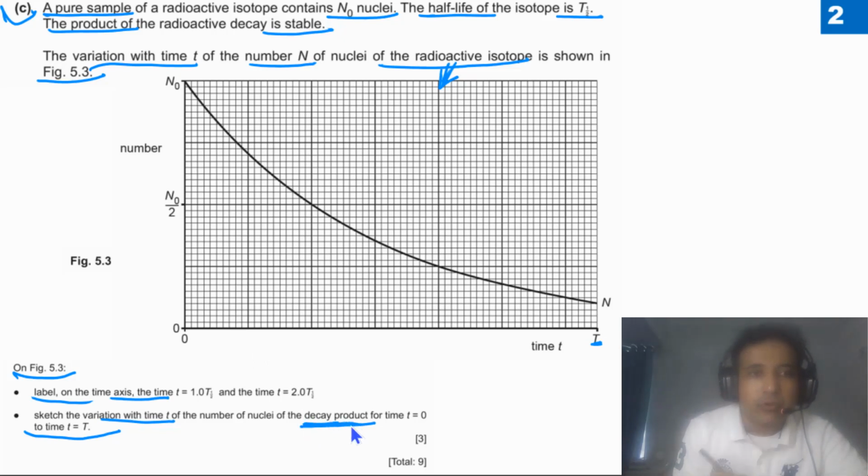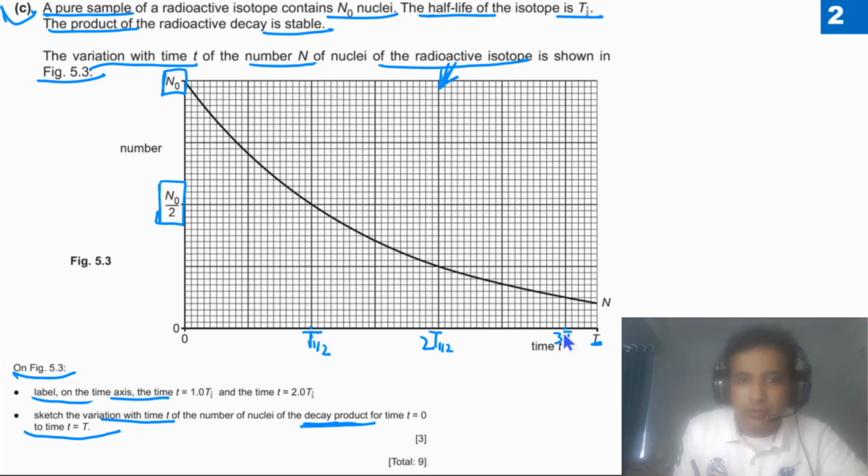Now the same concept. If you look at this radioactive isotope, we can see N becomes half after one half-life. So first of all we can label here. Here is 1 half-life. So here we have 2 half-lives. So this time will be equal to 2 half-lives, and this time will be equal to 3 half-lives. So this is first of all how we can label.